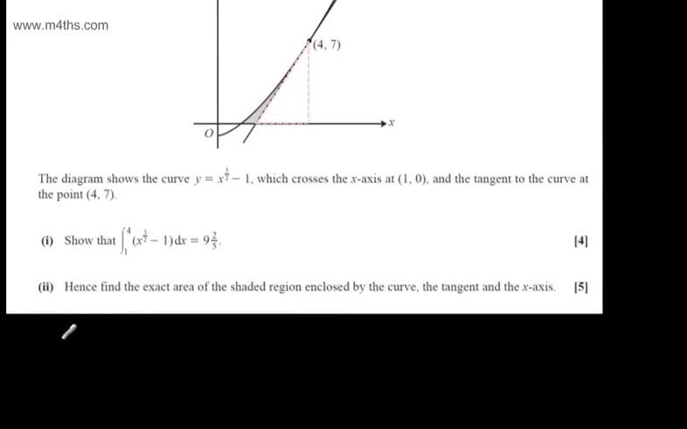So what we're going to have then, the first thing is dy by dx. dy by dx is the gradient function.